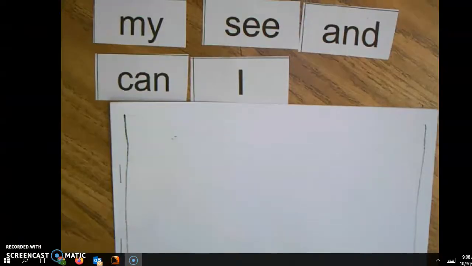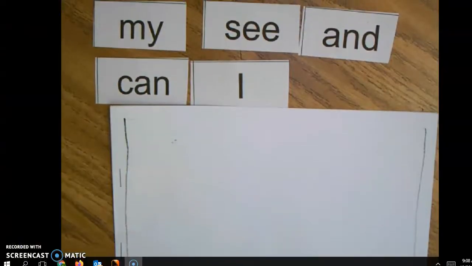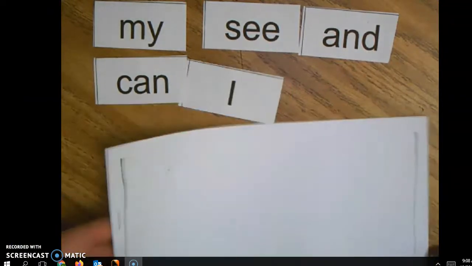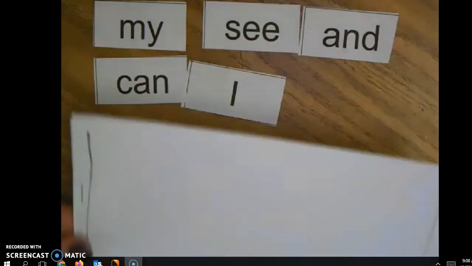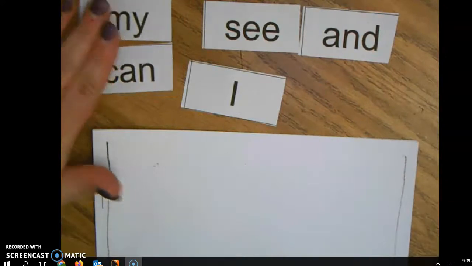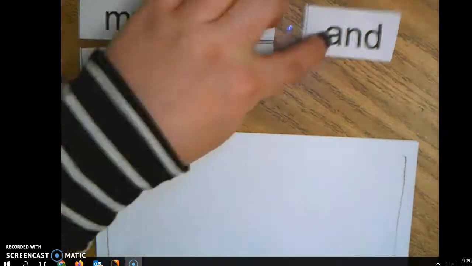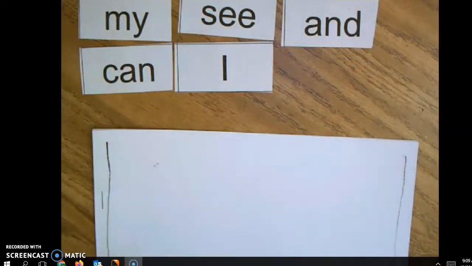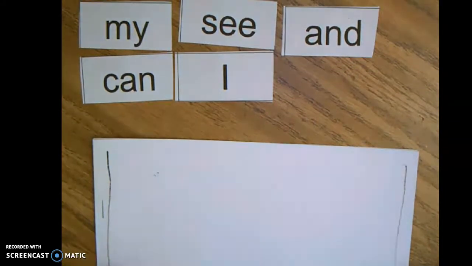Hi, friends, and we are here today for our writing lesson. Today, we're going to write all about our family. Yesterday, you took home a new booklet, and you also have your sight word cards. Okay, so I have my sight word cards all ready to get our writing started.